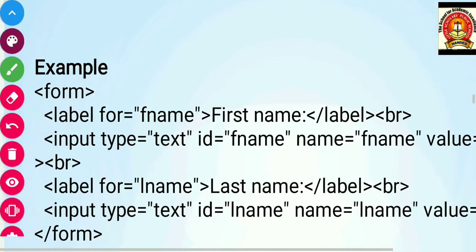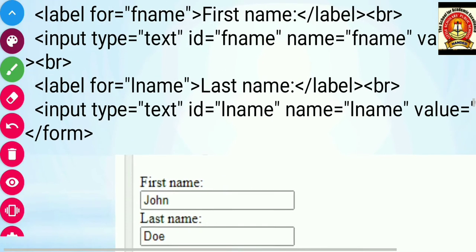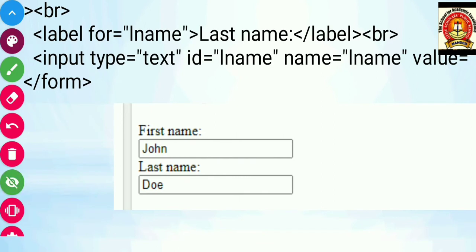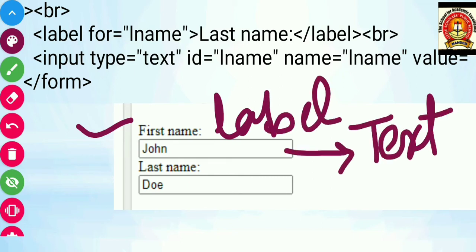Friends, another example is here. Here one HTML example is given. Here you are having a form, and a label for first name is there. Label will indicate the text box name, and we are having input type text. Like friends, through this program you can get a form like this. Here first name, so what is this first name? This is a label here, and this is about the text field.